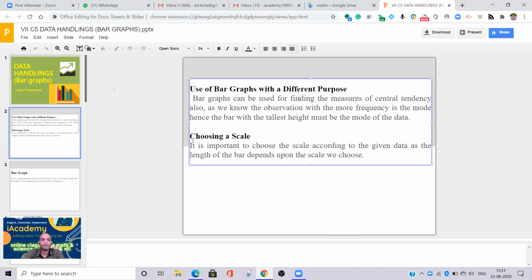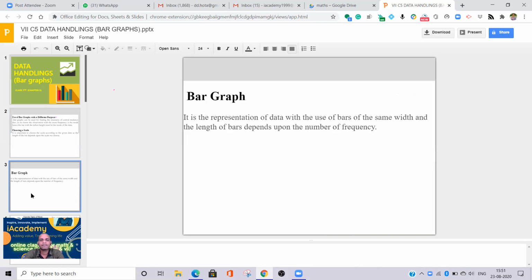One more thing is how to measure a scale. What happens, we take a scale. Scale means we will take the x-axis and y-axis, then I will go for that, right? Okay, let me make this clear to you people.